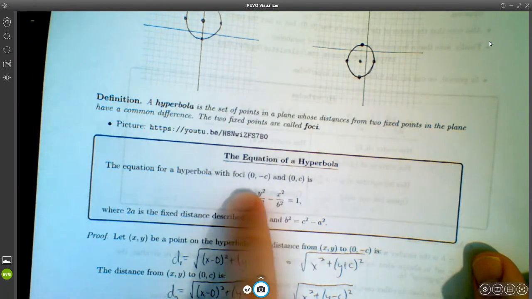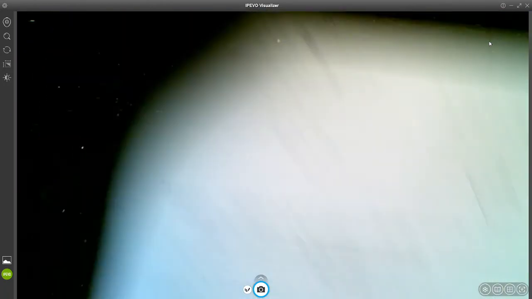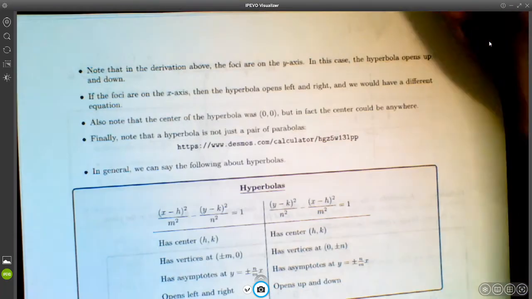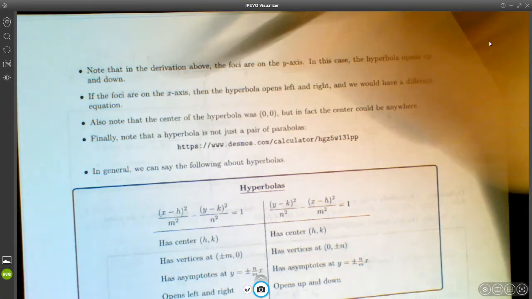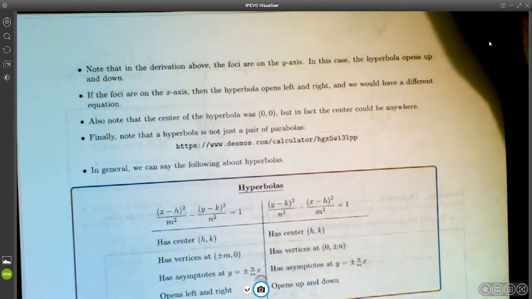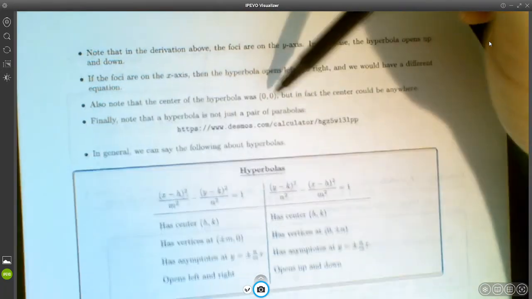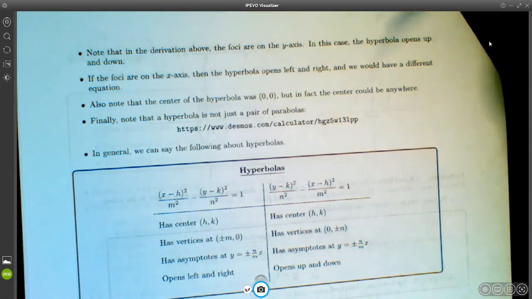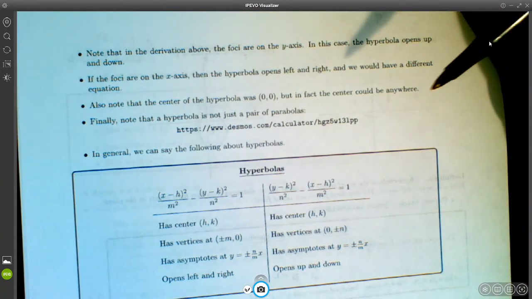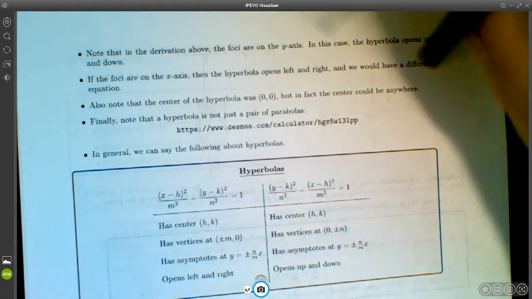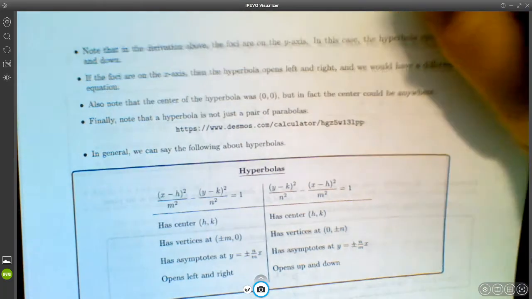This is what happens when your foci are on the y-axis. If your foci are on the x-axis, then the hyperbola is going to open left and right, and we would have a different equation. The center of the hyperbola in that derivation was (0, 0), but again, the center could be anywhere. I'm going to come back to this in a second.